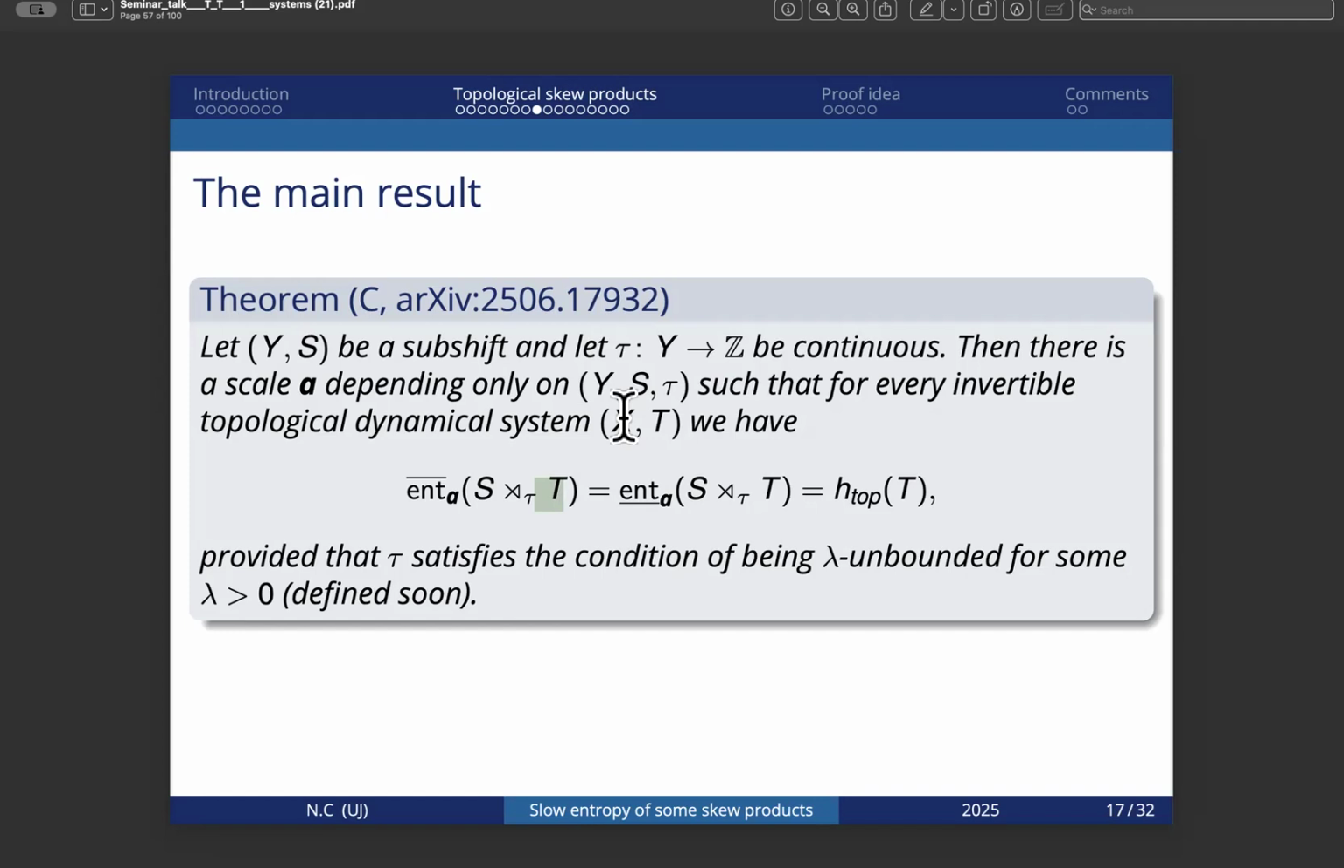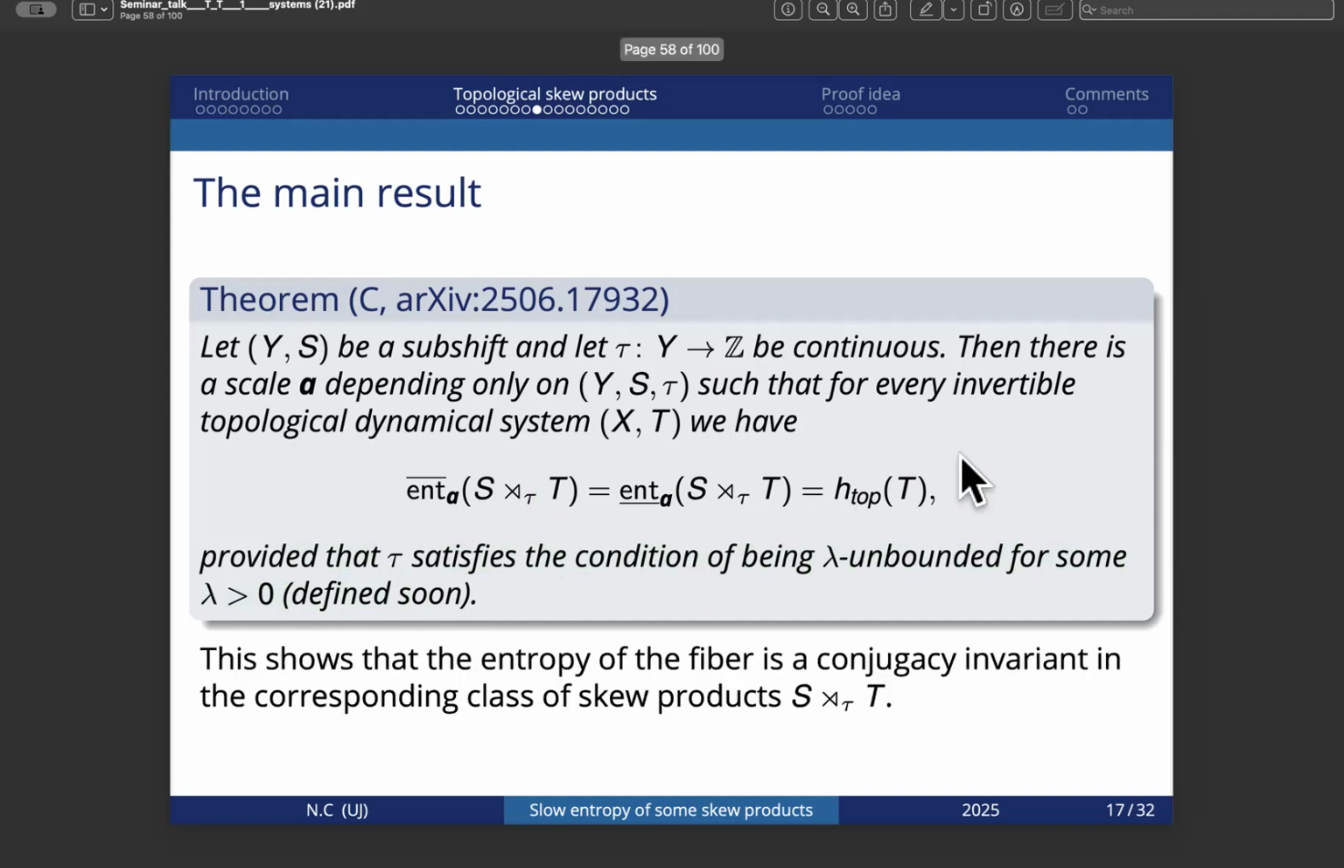Okay, well, thanks a lot. So this is true with some condition on tau that I will define later. And I mentioned that this is what we wanted, in the sense that it shows that the entropy of the fiber is a conjugacy invariant in the class of skew products of the form S times T, where we fixed S and tau beforehand, and we make T range over anything.